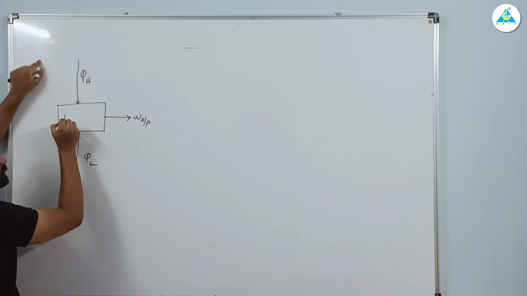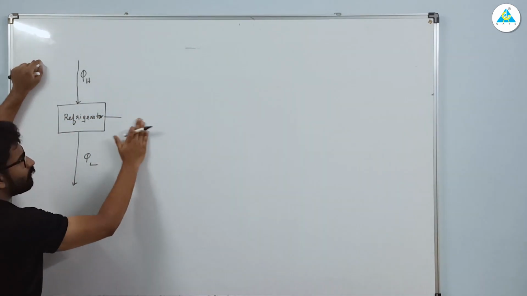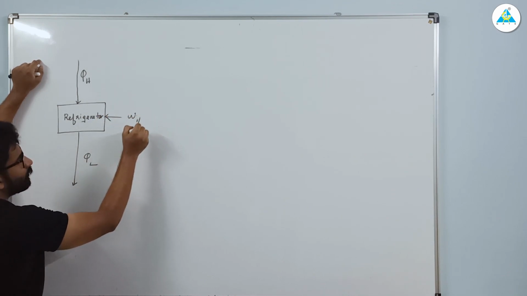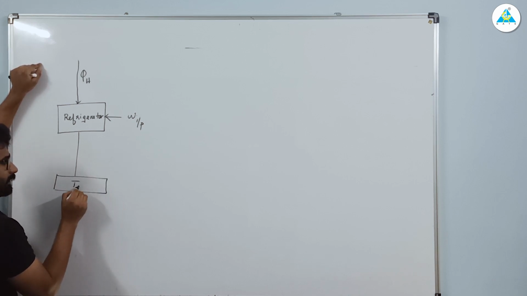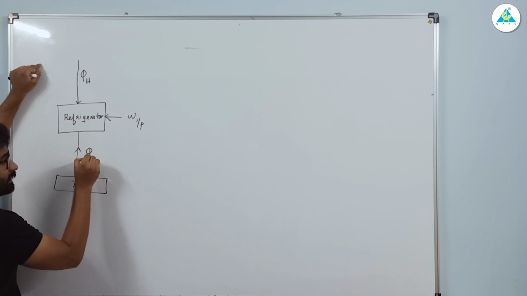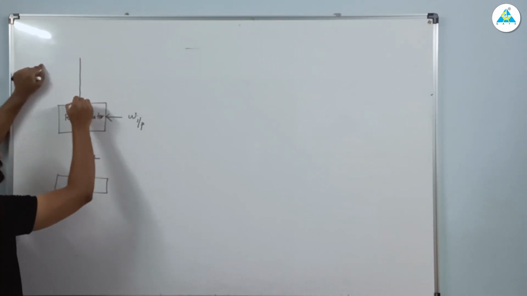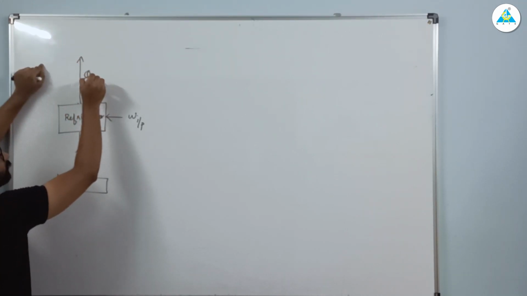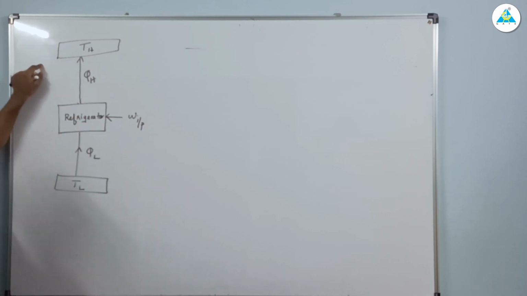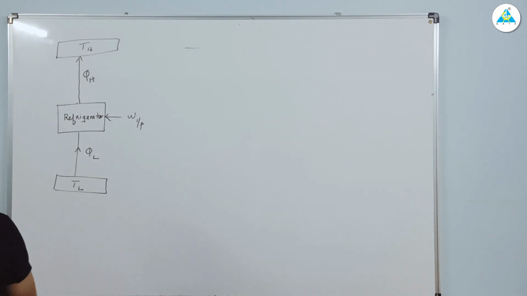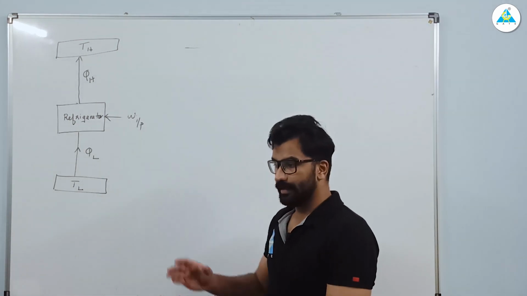Now for the refrigerator, what is the change? Instead of work output, you have a work input in the refrigerator, right? Now from the low temperature sink, that is your freezer compartment, you are taking heat into the refrigerator. After absorbing the heat, we are rejecting the heat to outside, at TH. Okay, this is our refrigerator.